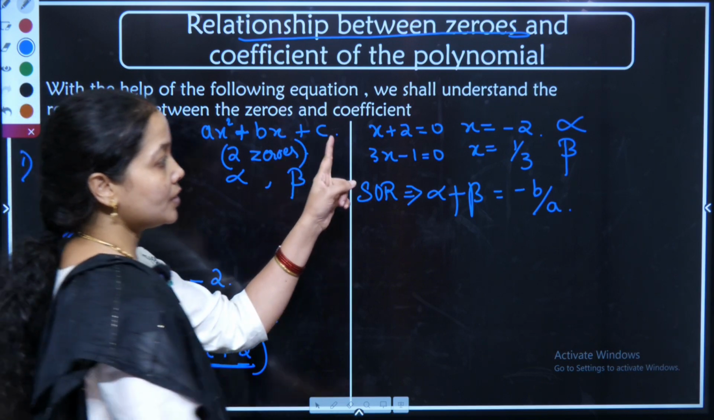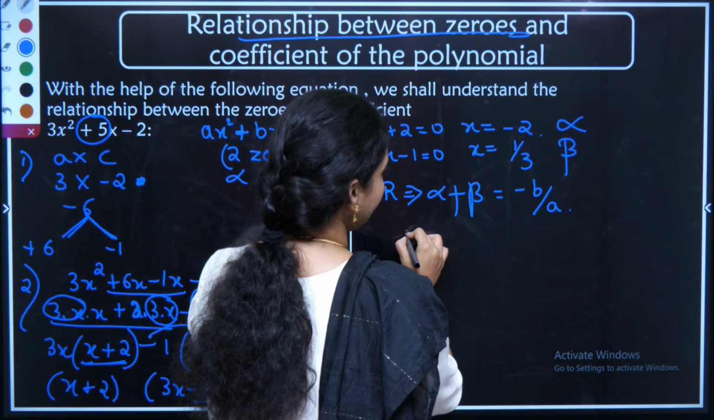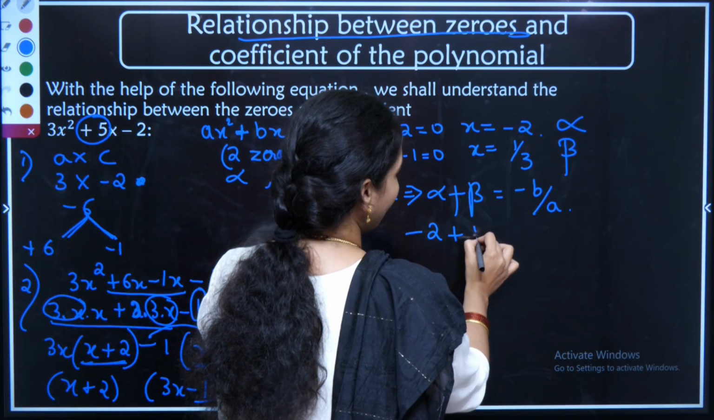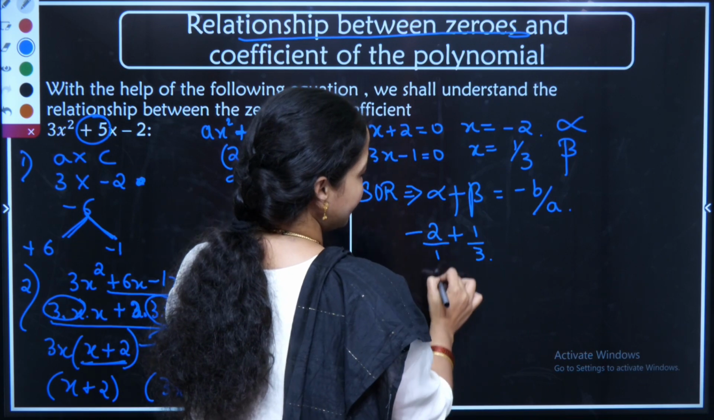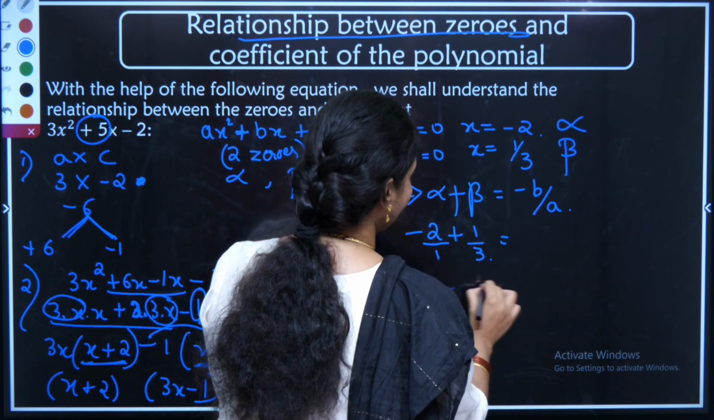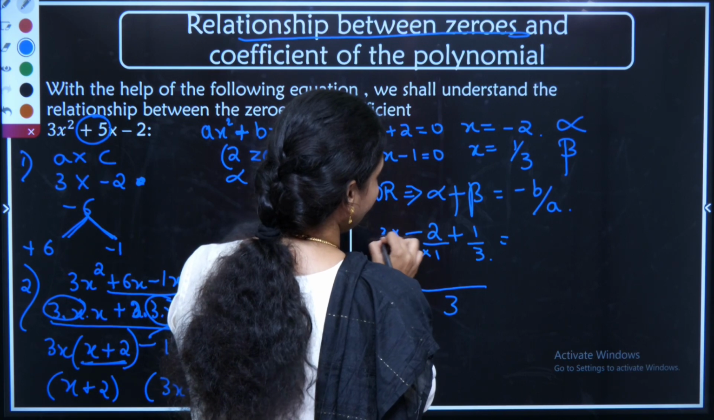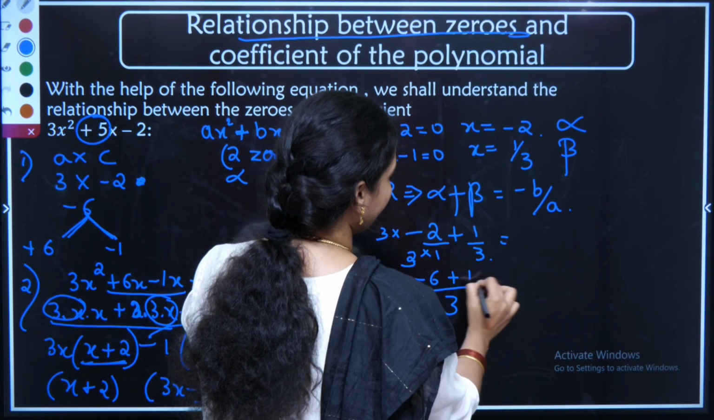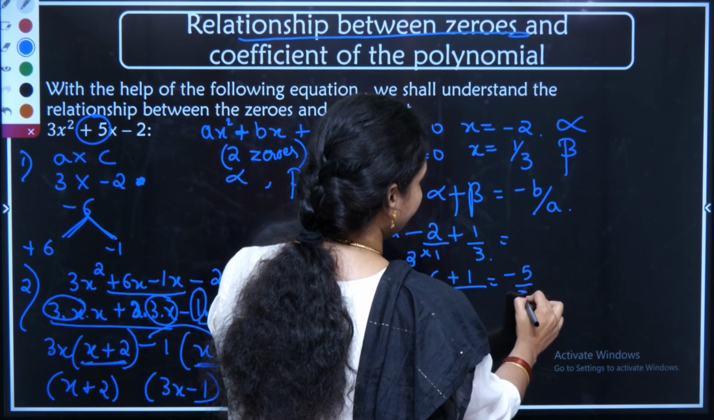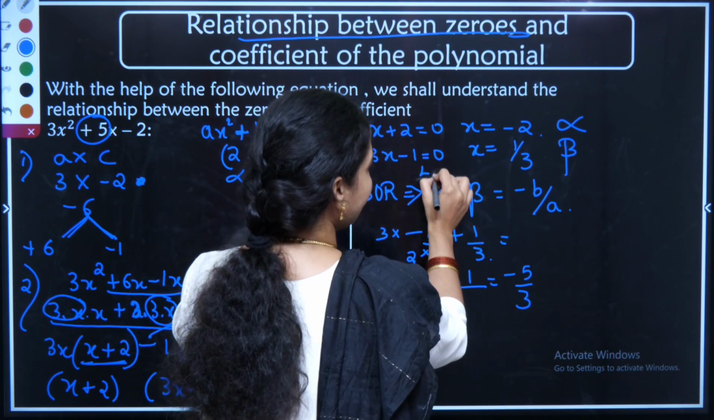So from the equation, what was my alpha? My alpha is negative 2 and beta is 1 by 3. I need to take LCM here. My LCM is 3. I'll multiply it with 2 and with 3 and with 3. So negative 6 plus 1, which is negative 5 by 3. This was my LHS part.